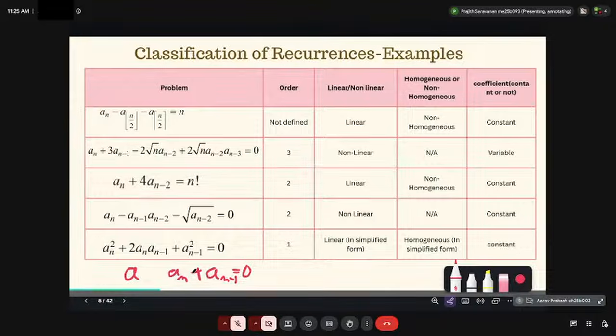Because a_n plus a_{n-1} equal to 0 is the simplified recurrence of this one, it will be linear. It is no longer non-linear. Here it looks like there's a non-linear term, but once simplified it will be linear. And it is a homogeneous one because, again, there's a 0 on the RHS, and it's having constant coefficients, which is 1. And the order is also 1. It's not 2.